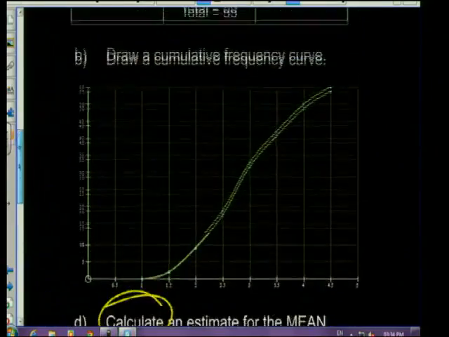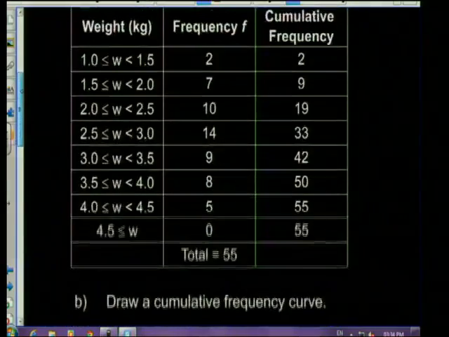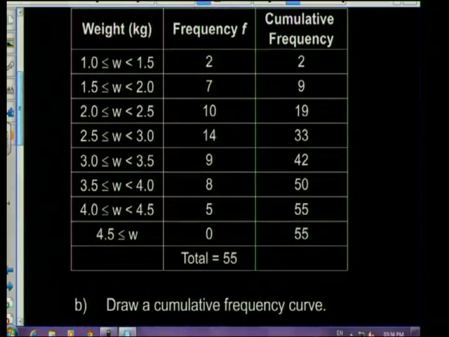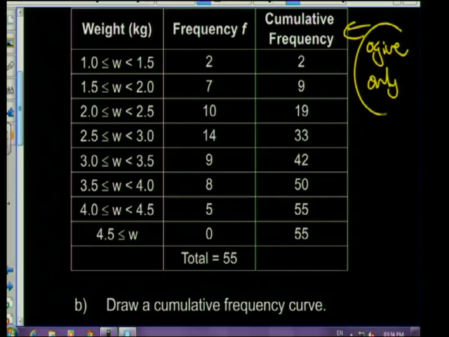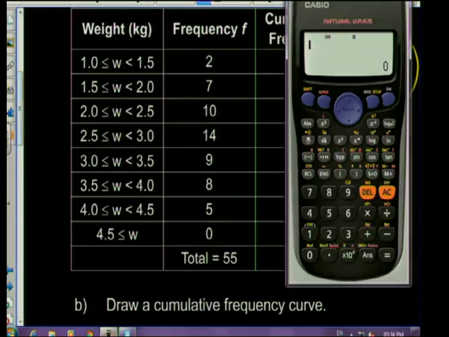So let's go and look at the table, because I need the table of values. The cumulative frequency is used for the OJAV only. So when you're drawing an OJAV, you need the cumulative frequency. But if you're calculating an estimate for the mean, if you're calculating the standard deviation, you're working with the frequency. So let me pull up the calculator and let's have a look.